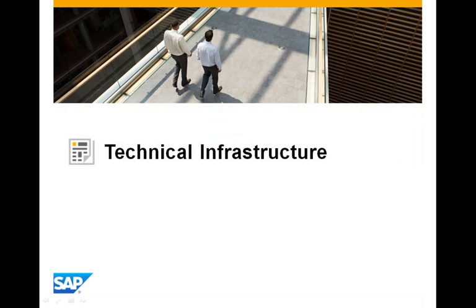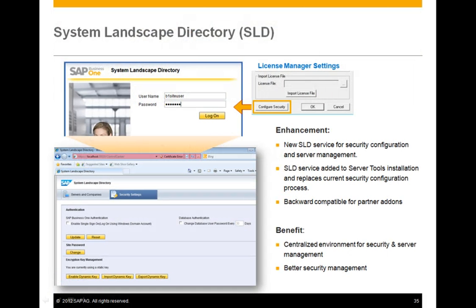Now we are going to highlight a number of technical infrastructure enhancements. Firstly, we are going to focus on introducing you to the new System Landscape Directory service, which will handle all security configuration and server management in Business One, displayed within a web interface. It will replace the existing security configuration process in Business One. The System Landscape Directory service is part of the Server Tools installation and is backward compatible for partner add-ons. The System Landscape Directory offers a centralized environment for overall better security and server management.